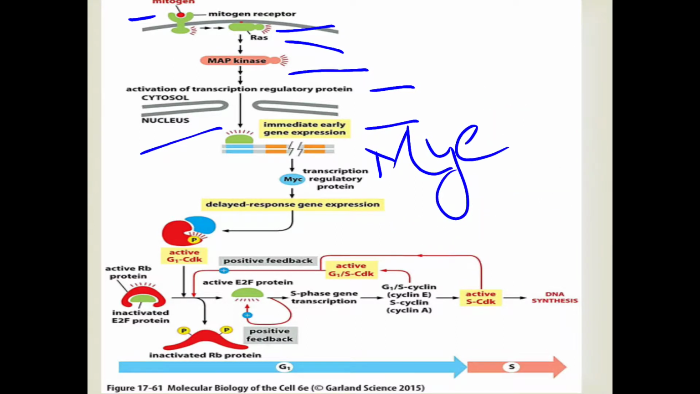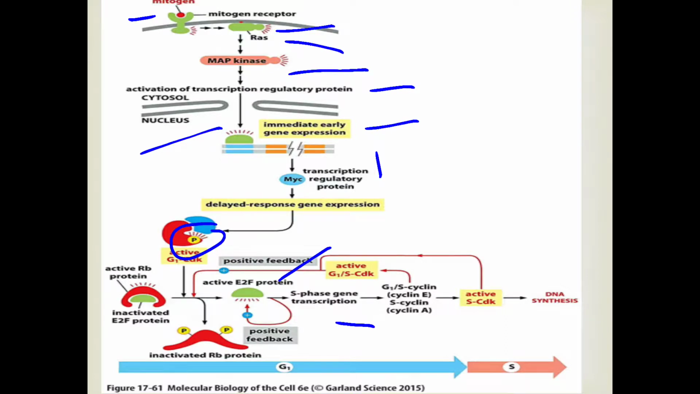ਹੈ transcription ਹੁੰਦੀ ਹੈ MYC protein ਦੀ that will lead to the delayed gene expression of the G1 CDK that will allow the phosphorylation of G1 CDK, and this phosphorylation will lead to the activation of the E2F protein, and this E2F protein will allow the S phase gene transcription which will allow the formation of G1S cyclins. G1S cyclin ਦੇ ਵਿੱਚ G1S cyclin as well as S cyclin.